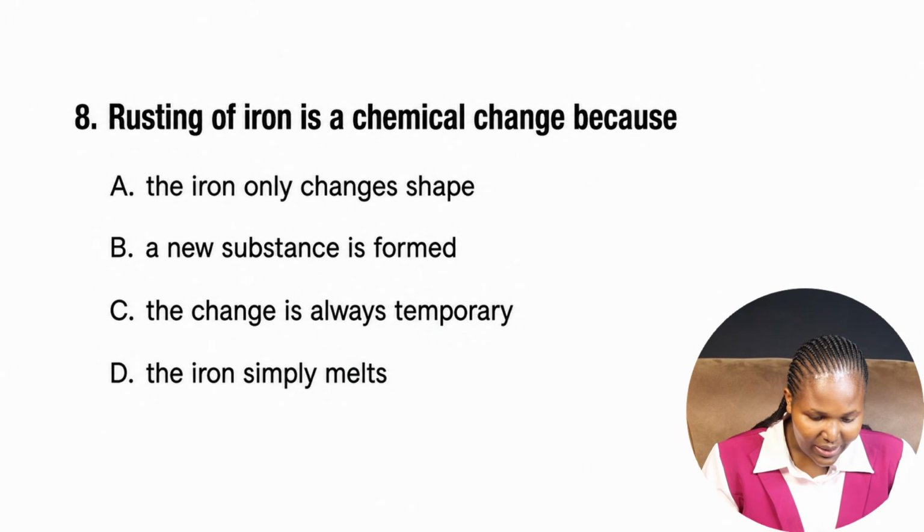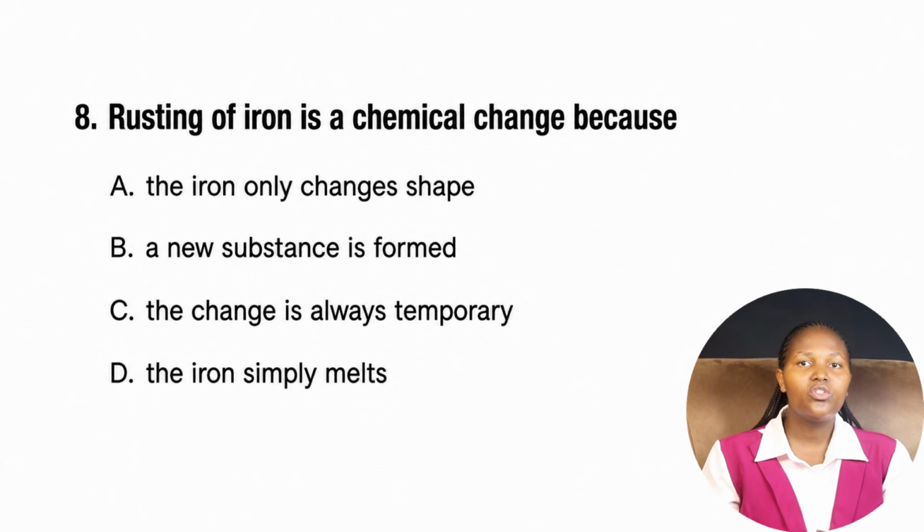Rusting of iron is a chemical change because A. The iron only changes shape. B. A new substance is formed. C. The change is always temporary. And D. The iron simply melts. So for question 8, like I was explaining in question 7, the correct option is B. A new substance is formed.